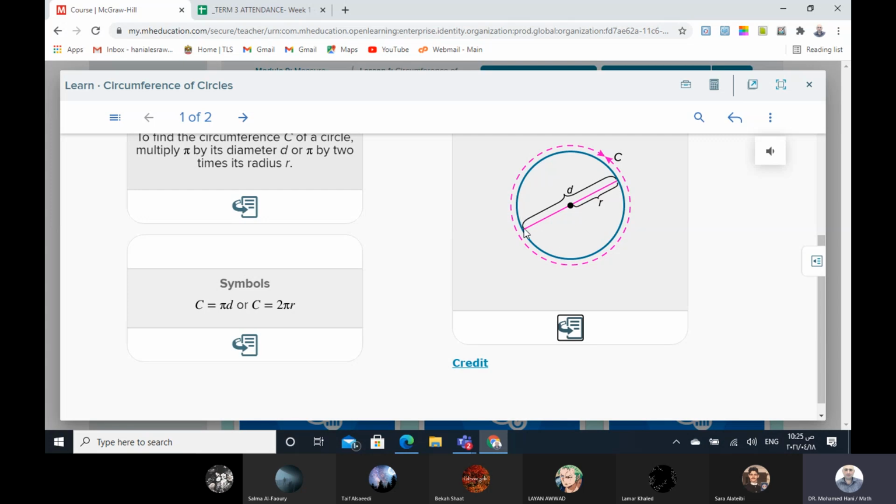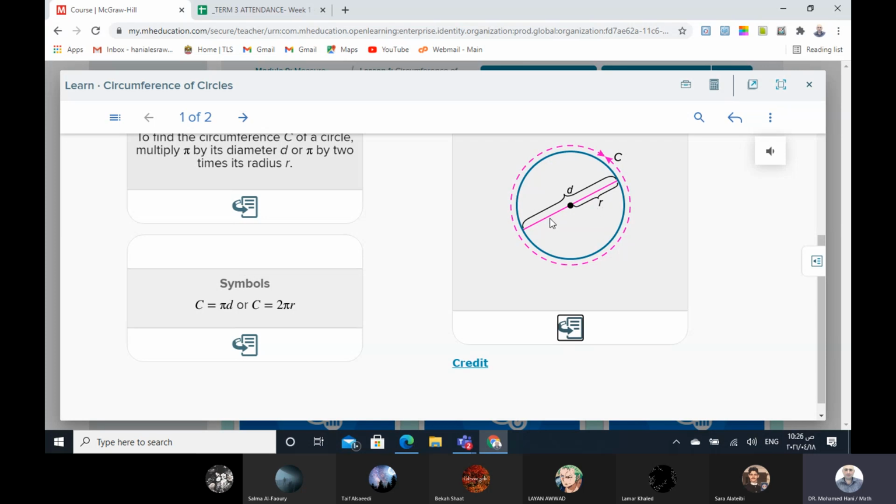Now, half of this distance, from this point to this point, is represented by R. R means radius, half of the diameter. So here we have two equations to find the circumference: C equal pi times D, where D means diameter, or C equal 2 pi times R, where R means radius. What is the relation between R and D? R equal half of D. The whole distance is D, and half of this distance will be R.